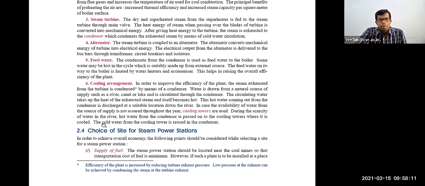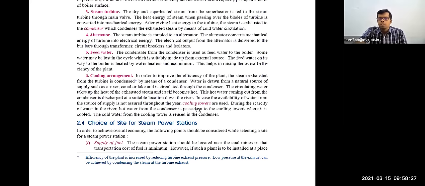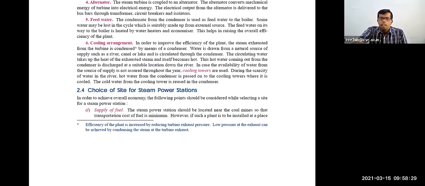In case the availability of water from the source of supply is not assured throughout the year, cooling towers are used. During scarcity of water in the river, hot water from the condenser is passed to the cooling tower where it is cooled. The same cool water is reused in the condenser. In the summer season, when water scarcity occurs, they simply use the same water from the condenser, and it is fed to the boiler again.